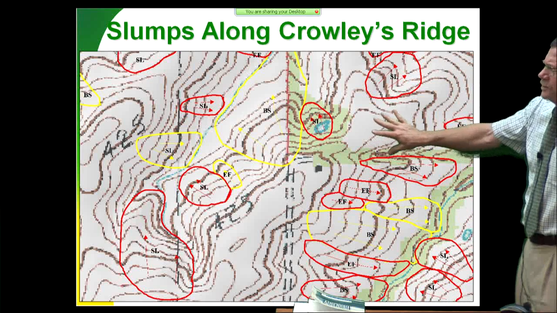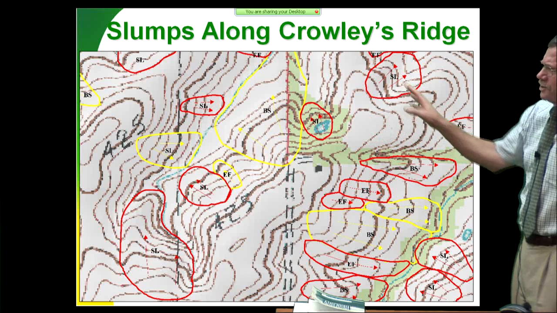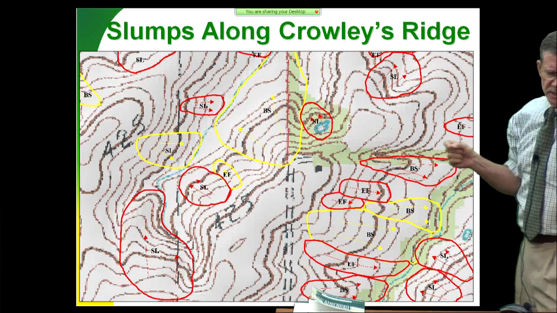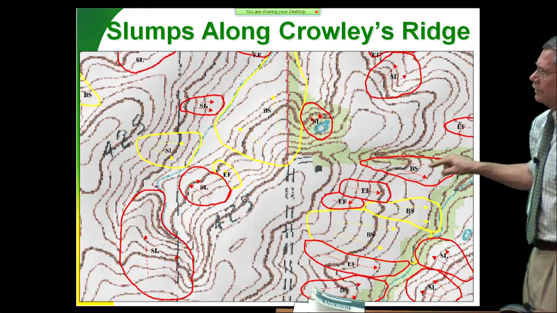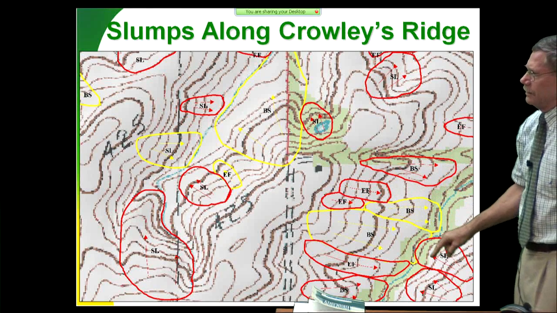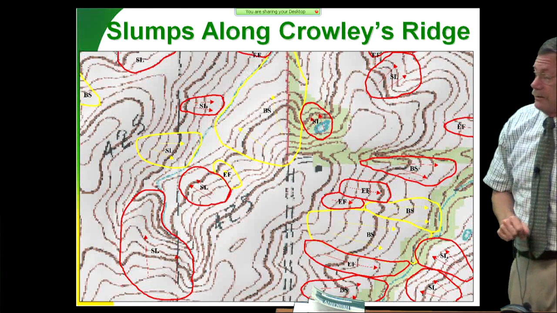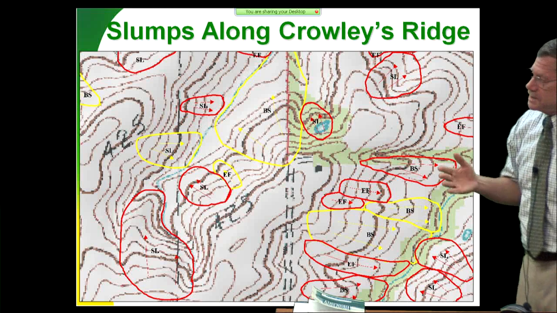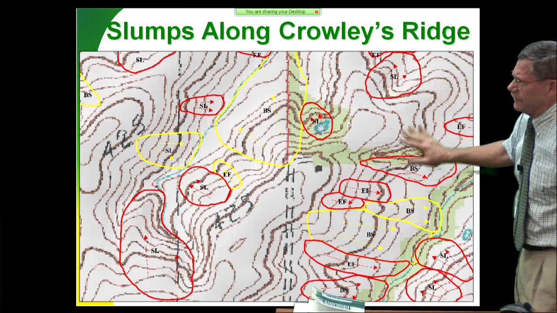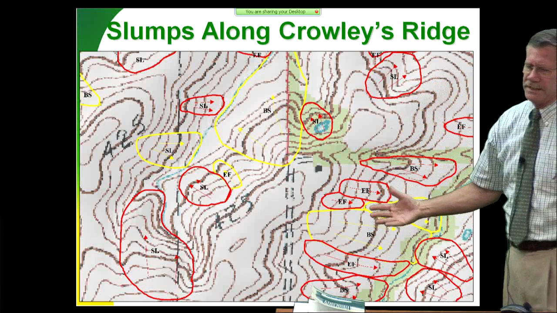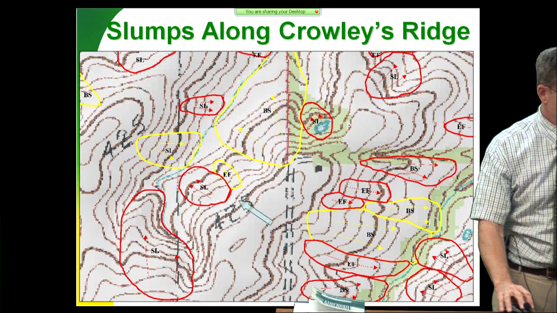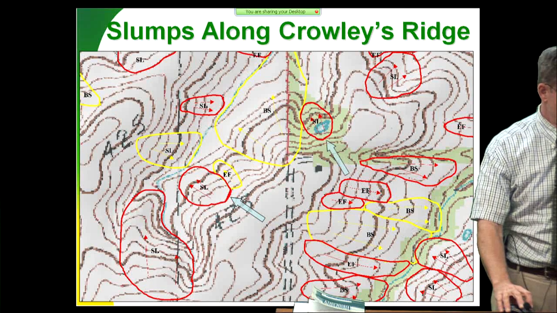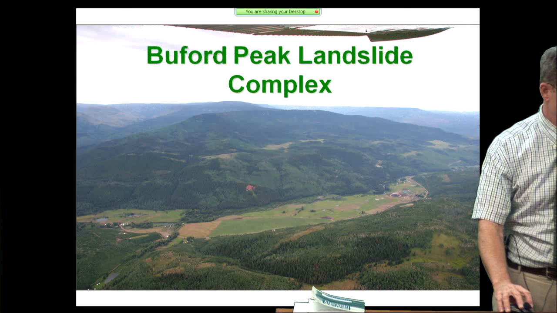So all you're doing with a topographic map is just making a target map and saying, here's some things that are a little bit anomalous. I'd want to look at these in greater detail to see what's going on. Well, it turns out the steep side of Crowley's Ridge is just 75% covered with landslides because it's in a very seismically active zone. So there's slides. There's another confirmed slide.